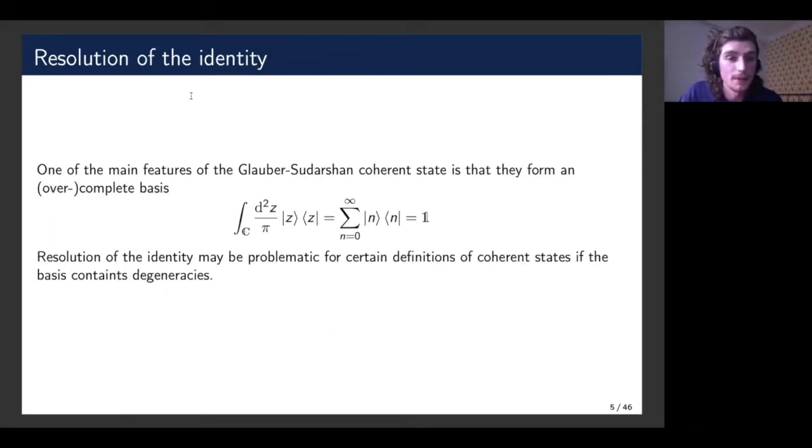A defining property of many generalized coherent states is that they resolve the identity. So we can find a measure for which this continuous parameter z is integrated over, where d²z refers to the integration of the imaginary and the real part of z, and they form an overcomplete basis for the Hilbert space. They are overcomplete in the sense that two coherent states, z and say w, have a non-zero overlap. But as I'll show, properties like this become a little more problematic when the states include degeneracy.